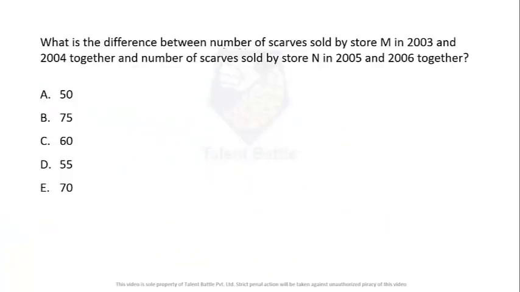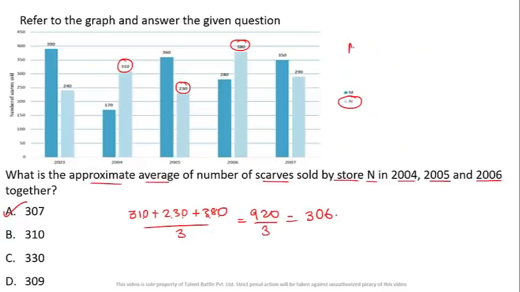What is the difference between the number of scarves sold by store M in 2003 and 2004 together and the number of scarves sold by store N in 2005 and 2006 together? Let's first find out for M in 2003 and 2004. In 2003 it is 390, plus 2004, which is 170. Do not add it right now.